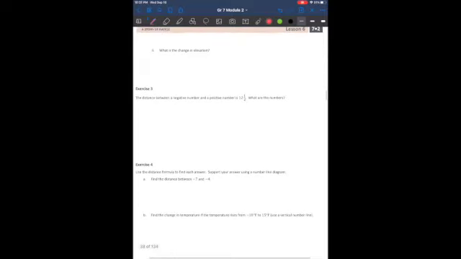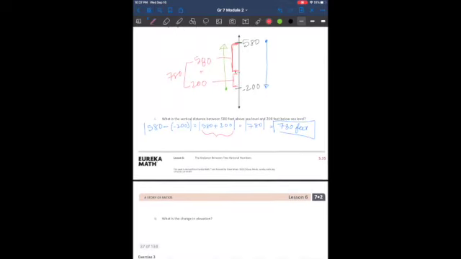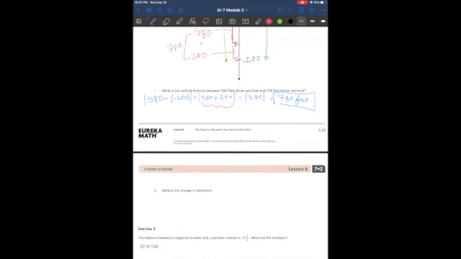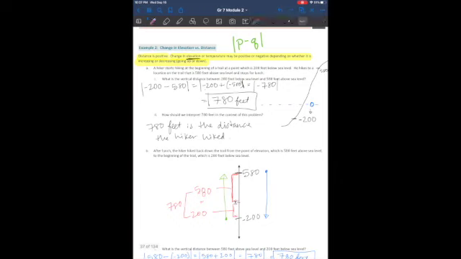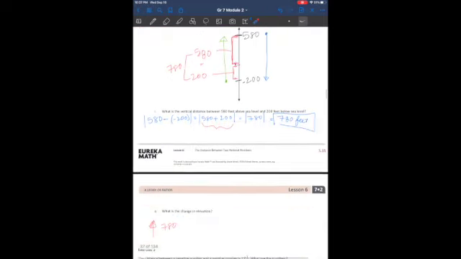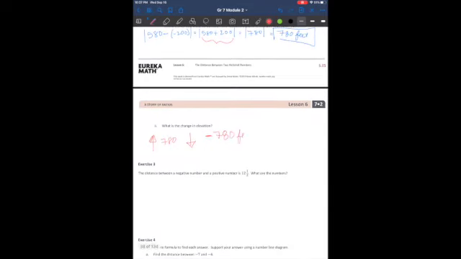Okay. What is the change in elevation? When the hiker was going up, the change in elevation was 780. But at the beginning of this problem, it said that a change in elevation can be positive or negative depending on if it's increasing or decreasing. And after lunch, the hiker hiked back down the mountain, so that change is negative 780 feet.